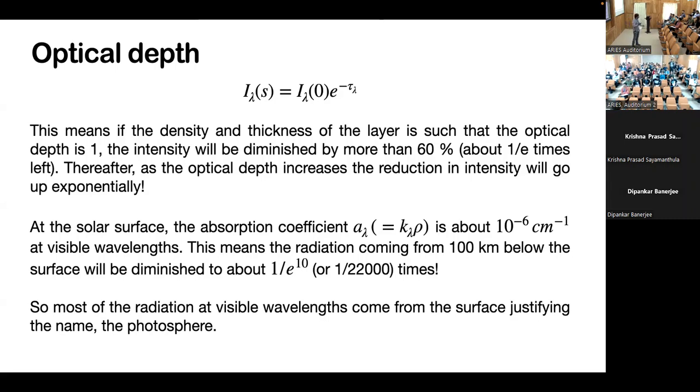This means if you consider a 100-kilometer thick layer just above the photosphere, almost all the radiation from below never reaches above that layer. That is at the surface of the sun I'm talking about. If you go 100 kilometers below, you will never see the photons coming from there because they are completely absorbed. That's what this calculation means. Most of the radiation at visible wavelengths comes from just that 100-kilometer thick surface layer. This justifies the name photosphere, the visible surface of the sun, right?